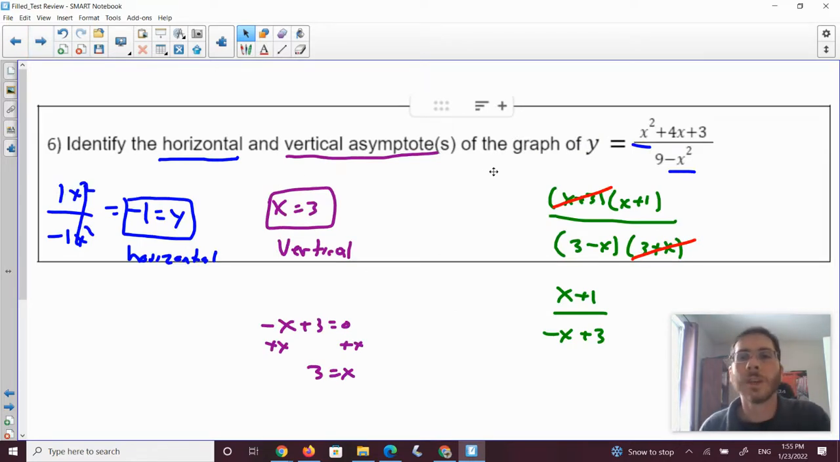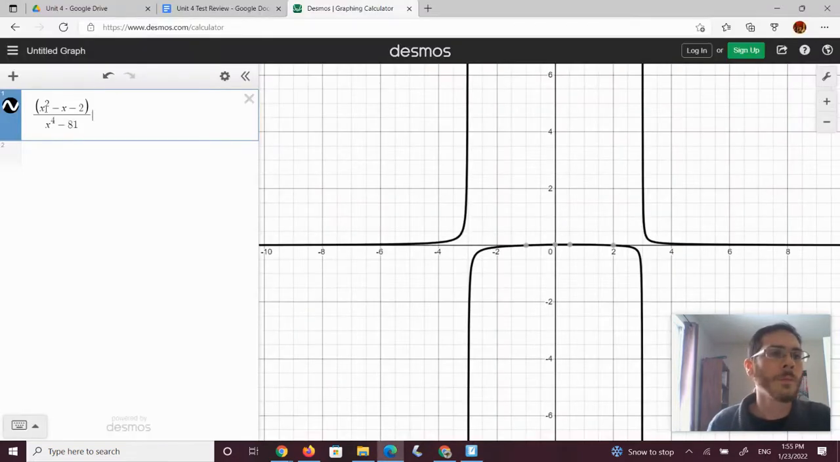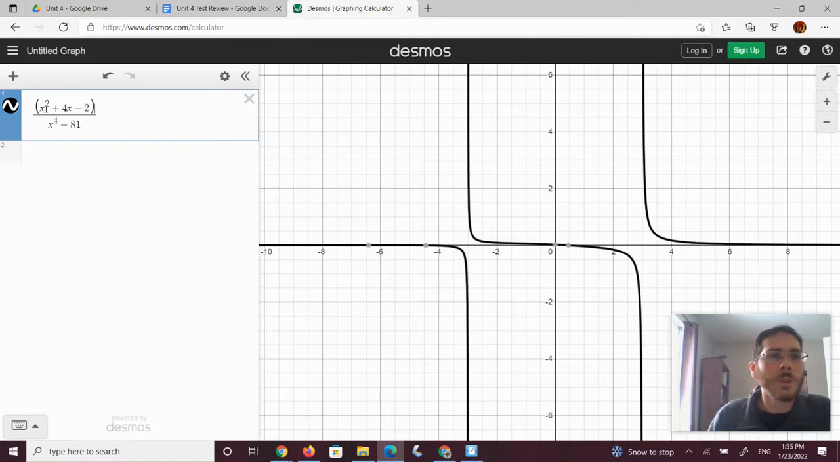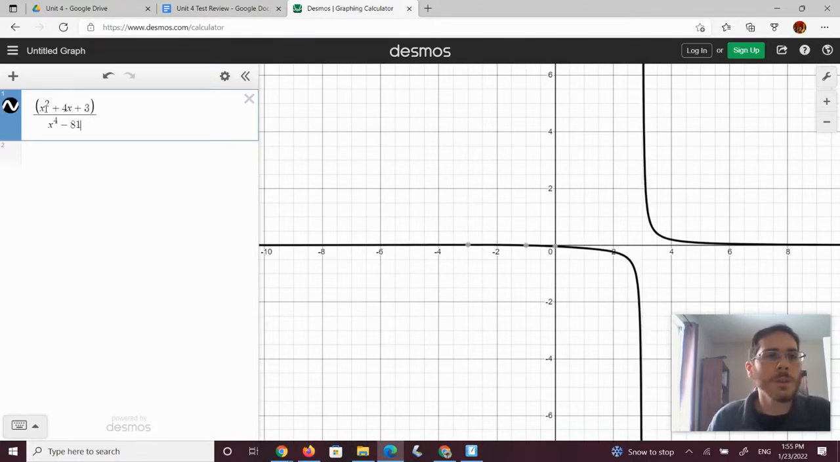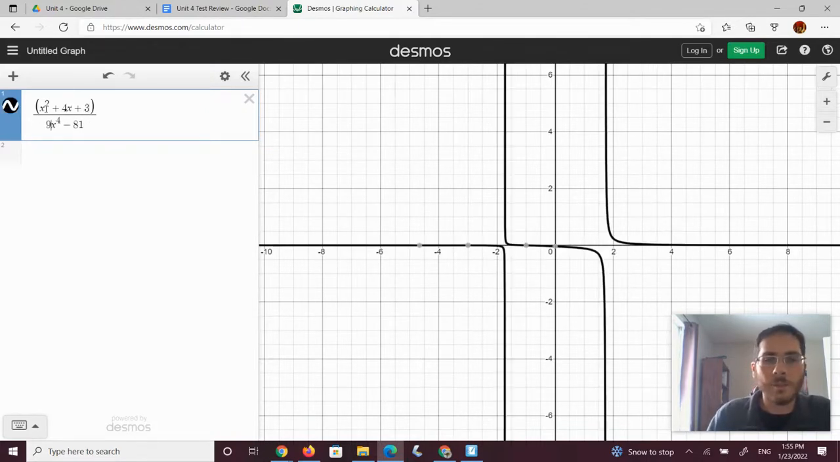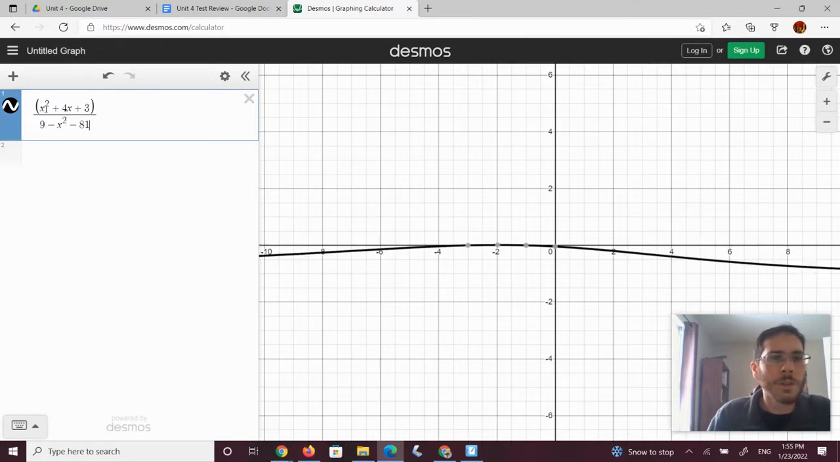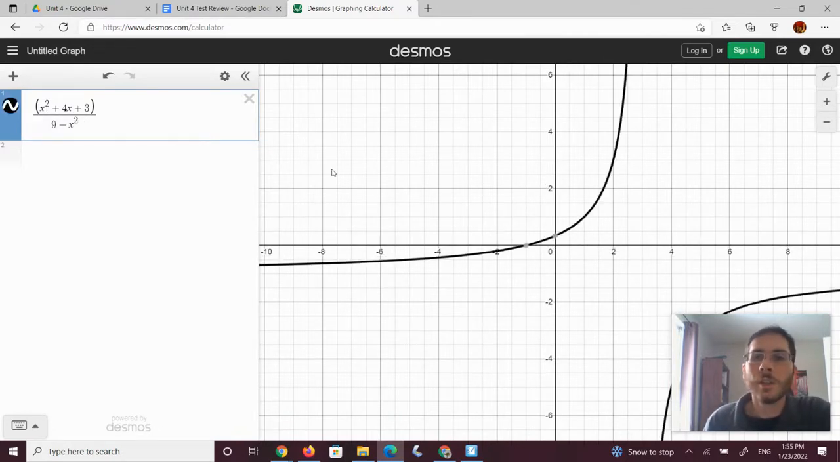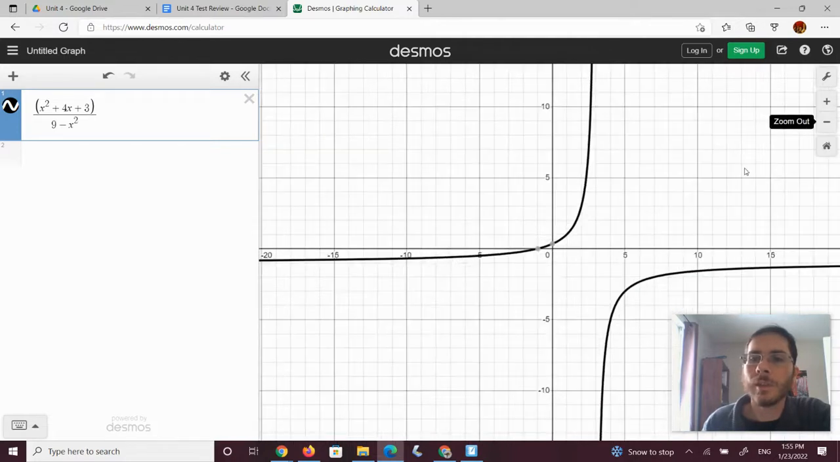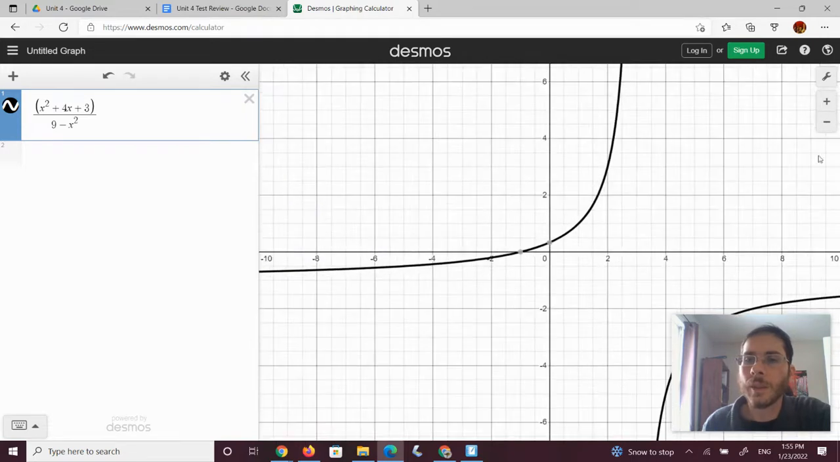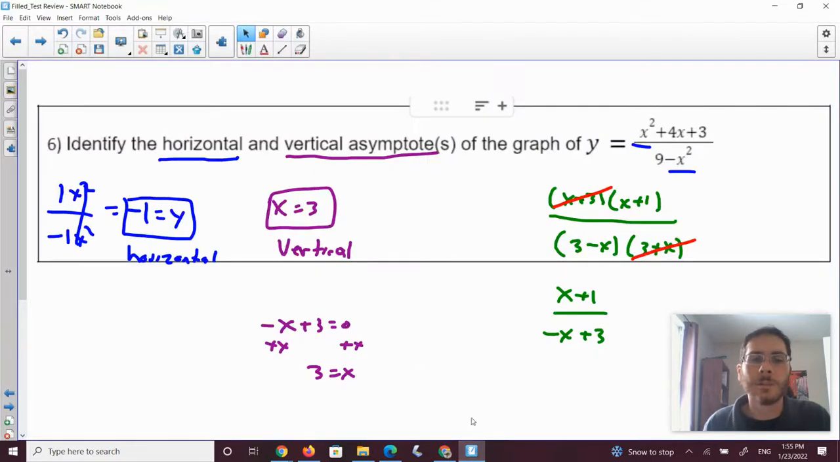Identify the horizontal and vertical asymptotes of this one. We got 1, 4, 3. And this was 9 minus x squared. All right. And again, we can see here, oh, okay. So yeah, it looks like we're right here at 3. Let me go back home real quick. Yeah, it looks like that's where this is at. This line right here is at 3. And if we check our answer, yeah, we got our vertical asymptote at 3.